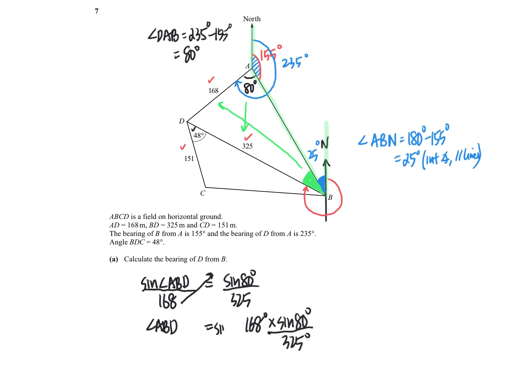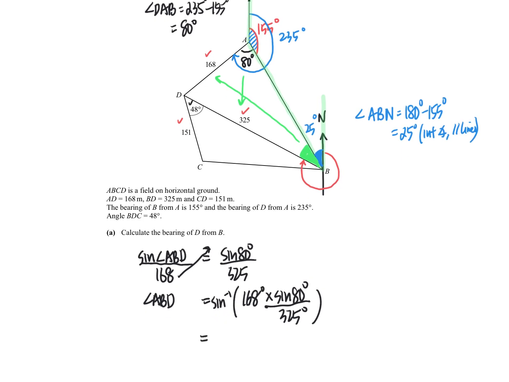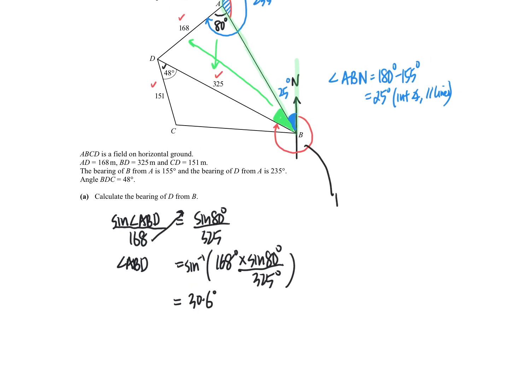Okay, then you sine inverse the whole thing. You should get 30.6, is it? Okay, 30.6. So once you have that, to find the bearing, 360 minus 90, correct. 360, take away the blue one, take away the 30.6. So you will end up with 304.4.